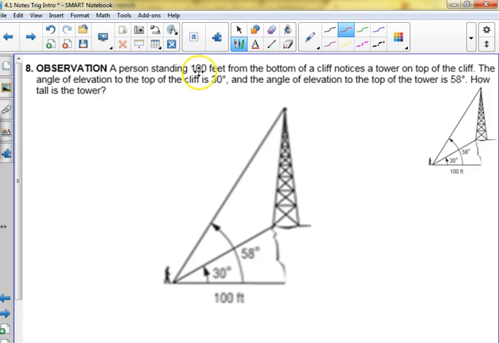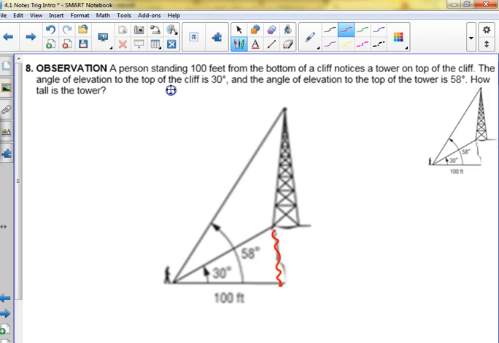Person standing 100 feet from the bottom of a cliff. Where's 100 feet? Right here. It says here. Here's the cliff, okay? Away from that is 100 feet. Notice there's a tower at the top of the cliff. Well, in this case, it'd be hard to miss because it looks like the tower is 5 times as tall as the cliff, but I don't know if it's trying to scale.